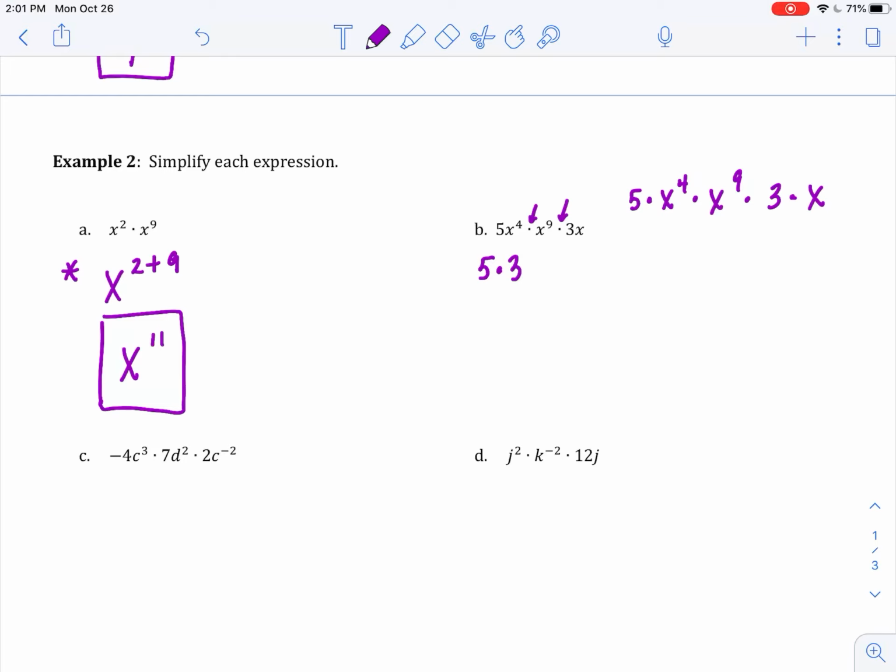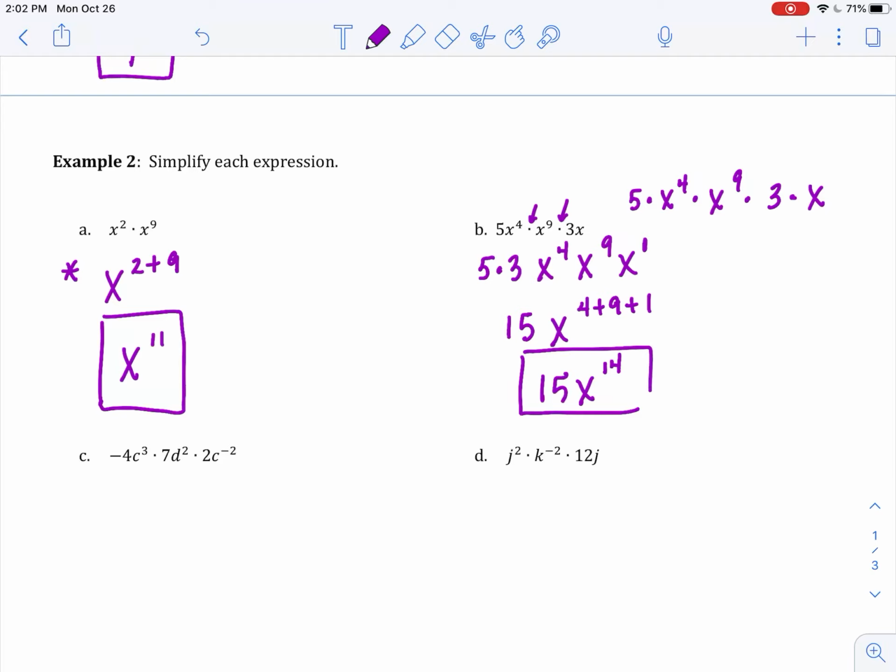We're going to pull the 5 and the 3 to the front. Then we see that what we have left is x to the 4th, x to the 9th, and just an x. We're supposed to show our invisible 1 exponents, right? So I'm going to put that invisible 1 on that final x. If there's no exponent showing, that means there must be a 1 on it. All right, so let's multiply our 5 times 3. We'll get 15. And then we have x's all in a row, we have the same base, right? The x is the base. So we're going to add the 4 plus the 9 plus the 1. And we're going to get 15x to the 14th power.